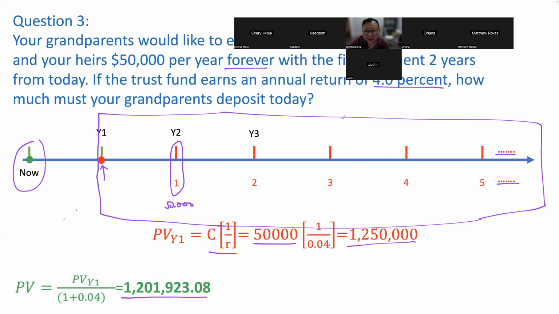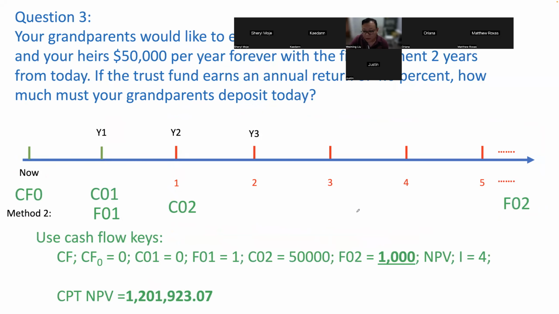So let's use the second method. In the second method, here CF0 is 0. C01 is 0, and there is only 1, so this one equals 1, right? For the second, C02, that's 50,000. But how many payments? Now we are in trouble, right? This is a perpetuity, forever. This $50,000 goes forever. So what is the F02?